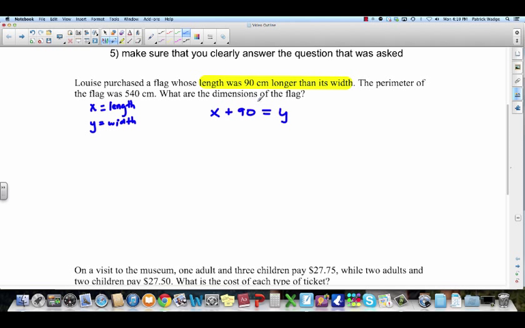Why would that be? Because x is bigger, right? The length is bigger by 90. So in order to get the same as y, what do we actually have to do? We don't add 90 to get the same. We actually have to subtract 90 to get the same. Confusing, isn't it? Let me say it this way.